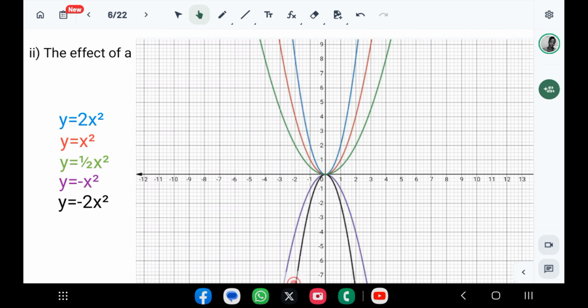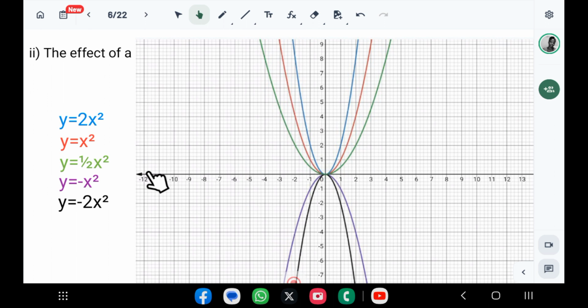Now what happens when A is positive? When A is positive, for example, in these three cases, the blue, red, and green graph, your arms look up. Positive A, arms look up. When A is negative, your arms look down.